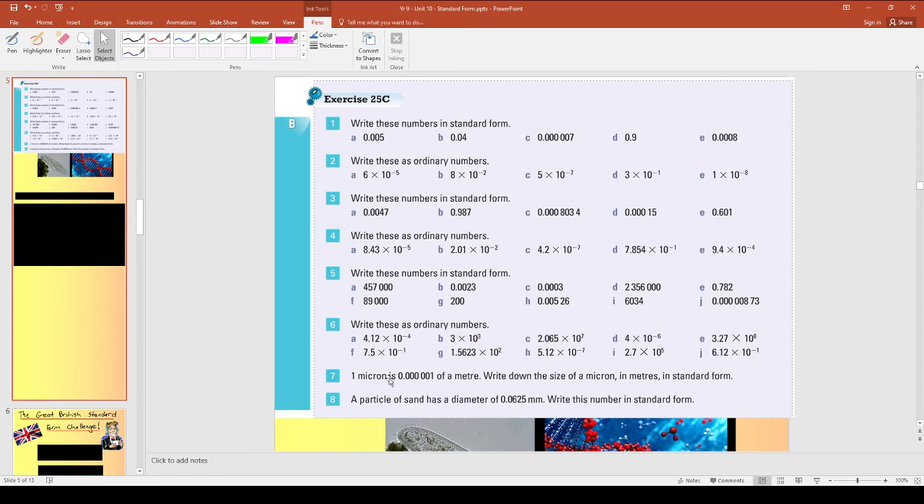These are ordinary numbers. I've just about had enough of them now, have you? 0.3 zeros, 412. 3 with 3 zeros, 3,000. 2065 and then 4 more zeros. Here we go. 0.5 zeros and a 4. 3, 2, 7 and then 6 more zeros.